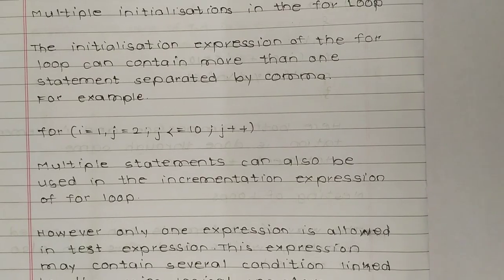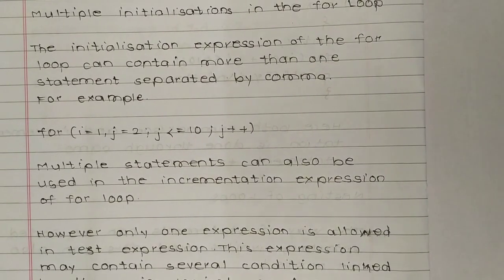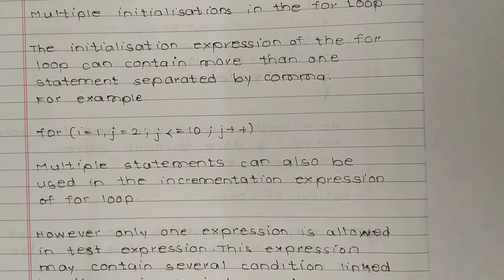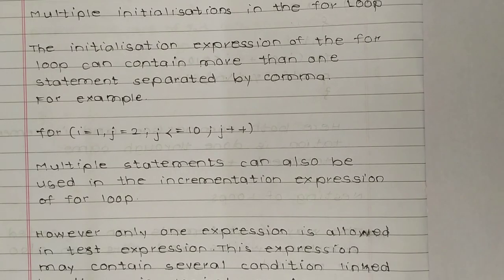So here along with i, j is also there. That means when i is equal to 1, j is equal to 2, j is less than or equal to 10, j plus plus. So here two variables are used now, that is i and j are both used. So we can add multiple statements in this for loop also.